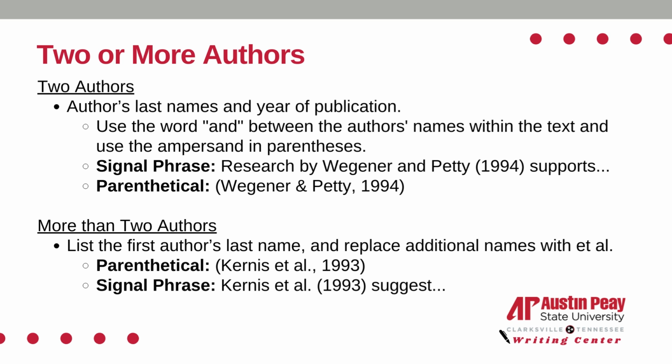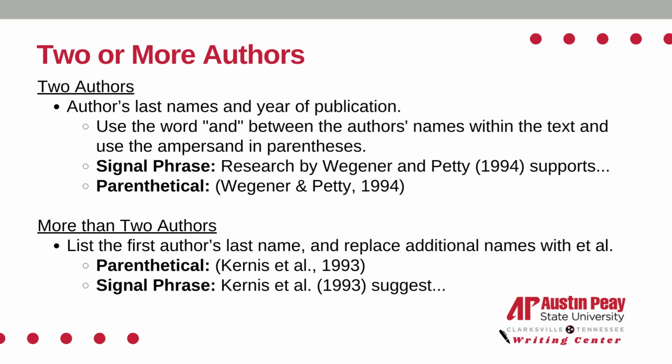When citing two authors, include the authors' last names and year of publication. Name both authors in the signal phrase or in the parentheses each time you cite the work. Make sure to use the word "and" between the authors' names within the text, and use the ampersand in parentheses. If using a signal phrase in text, use the past tense or the present perfect tense when discussing information from a source.